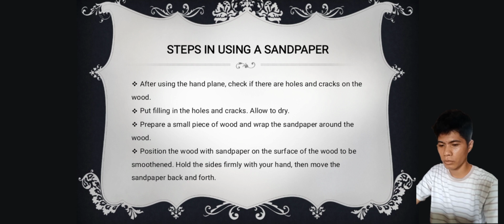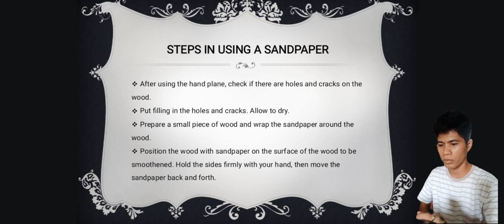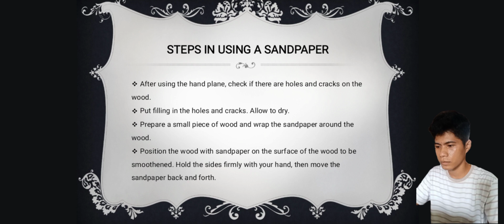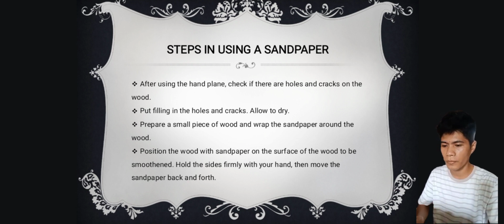Mo to siya gamiton na to tong sandpaper kung napat yung mga small pieces gamiton na to siya para matanggal-tanggal tong mga gagmay na mga kuan. Kung murag buhok na mga kahoy nipis na kaayo. Then the last one, position the wood with sandpaper on the surface of the wood to be smoothing. Hold the sides firmly with your hand, then move the sandpaper back and forth.